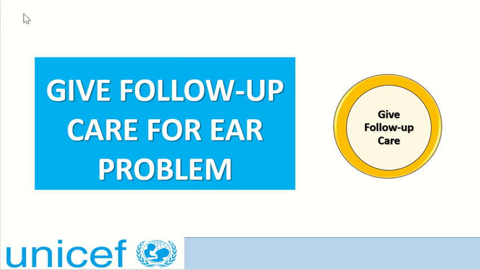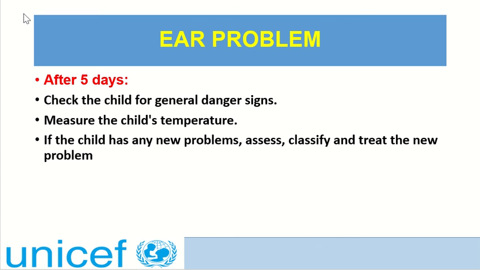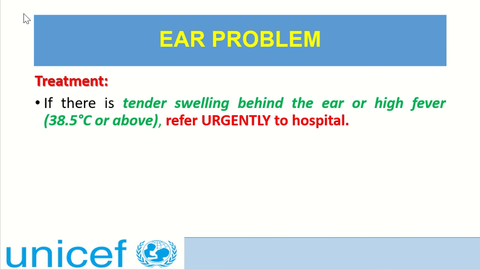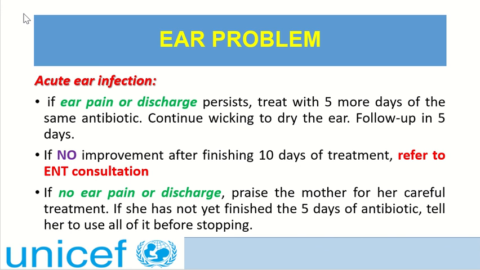At the follow-up care for ear problems, after 5 days the child comes again to the clinic and we check the child for general danger signs. We measure the temperature. We ask if there is any new complaint or new problem, and assess, classify, and treat the new problem. If there is tenderness or swelling behind the ear at the follow-up, or high fever, then we should refer urgently to the hospital.